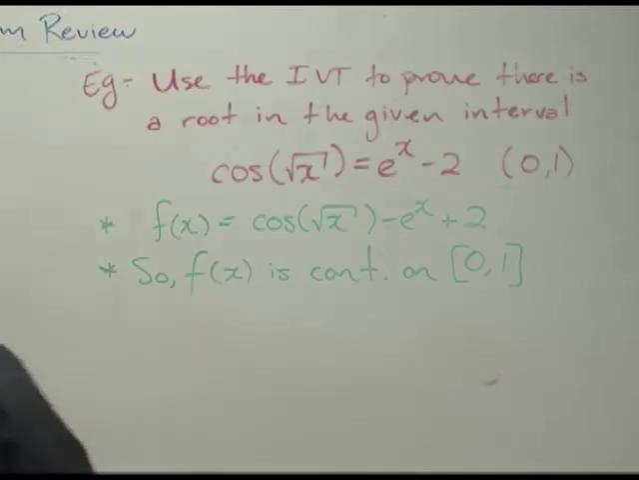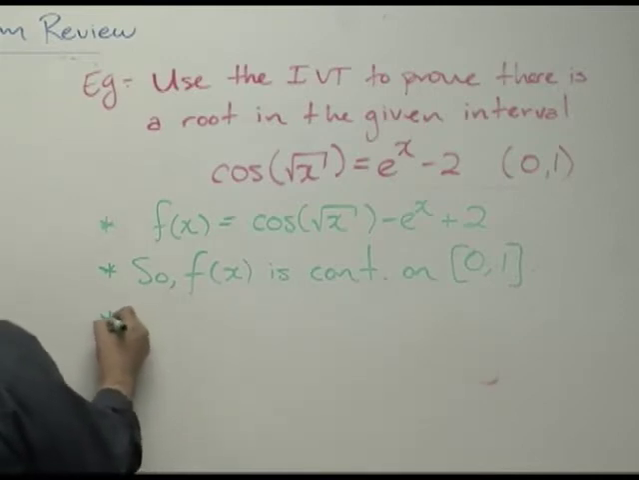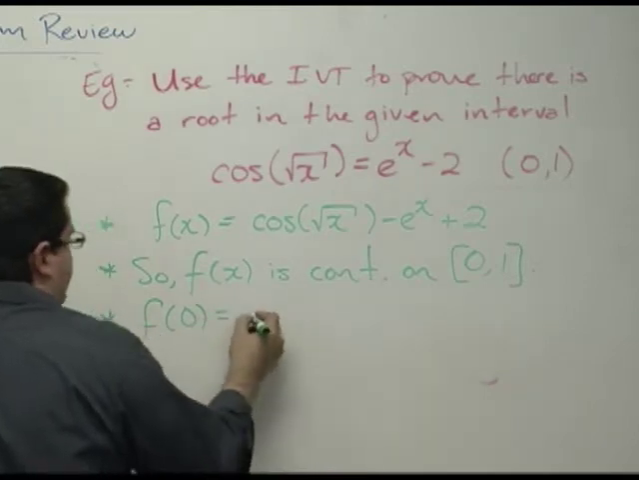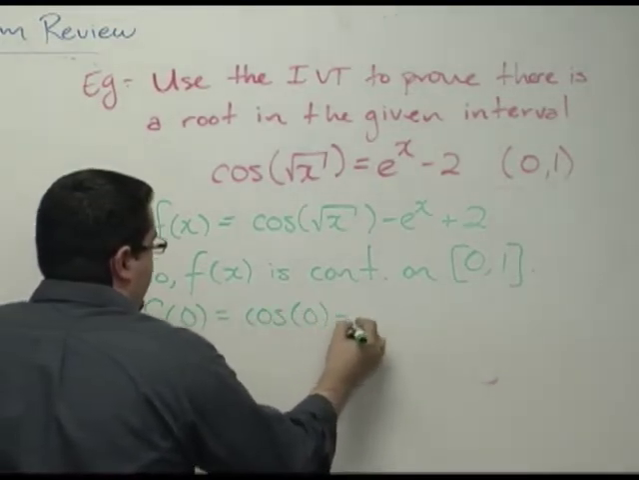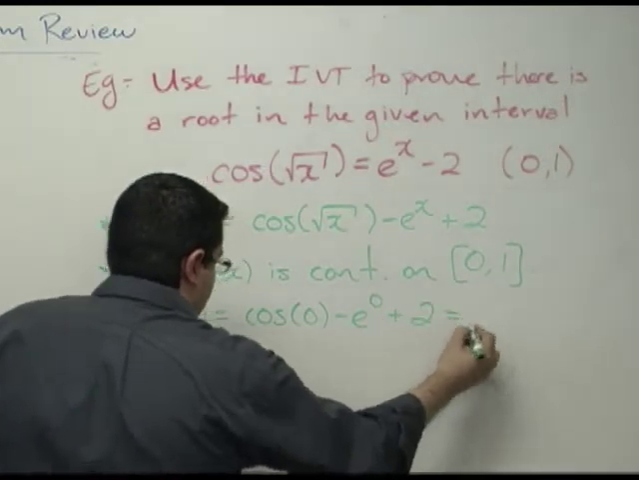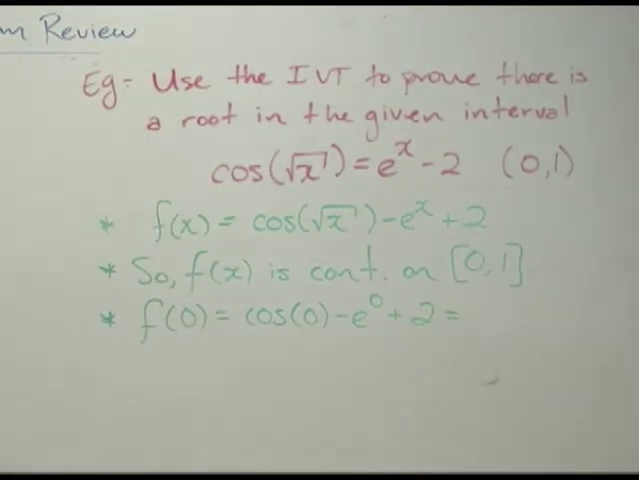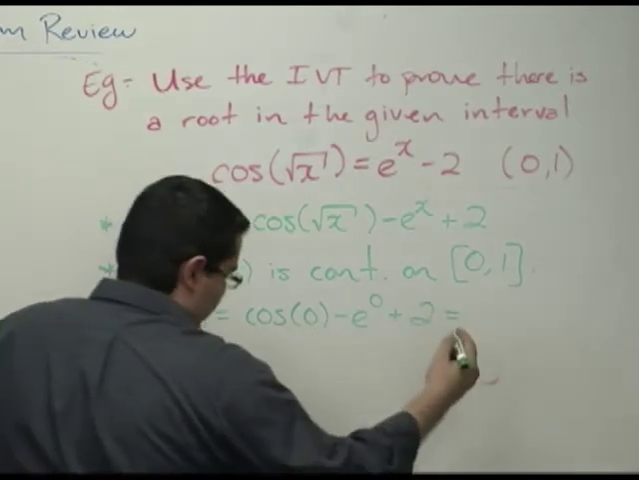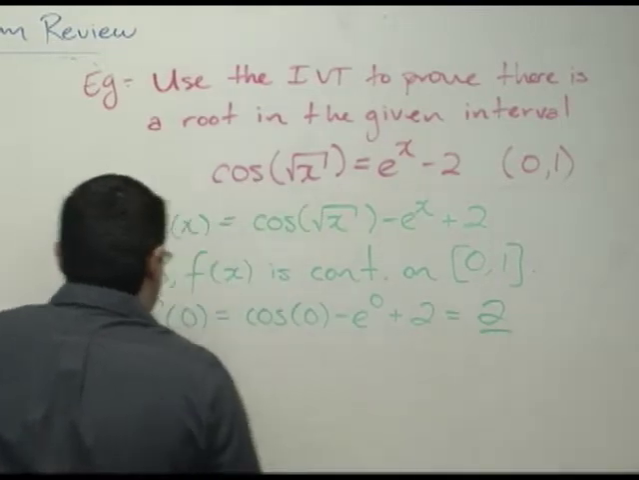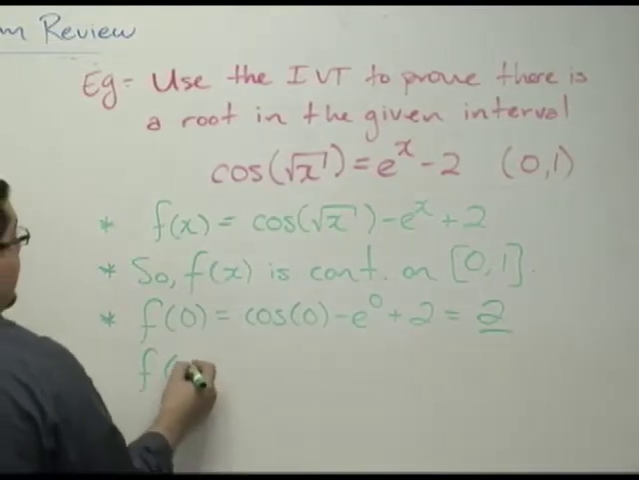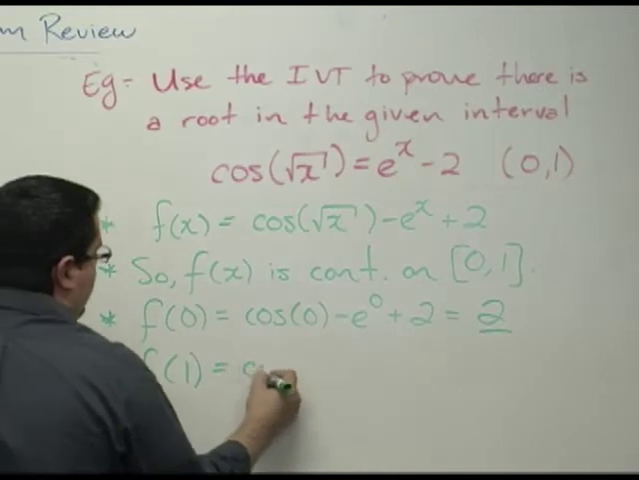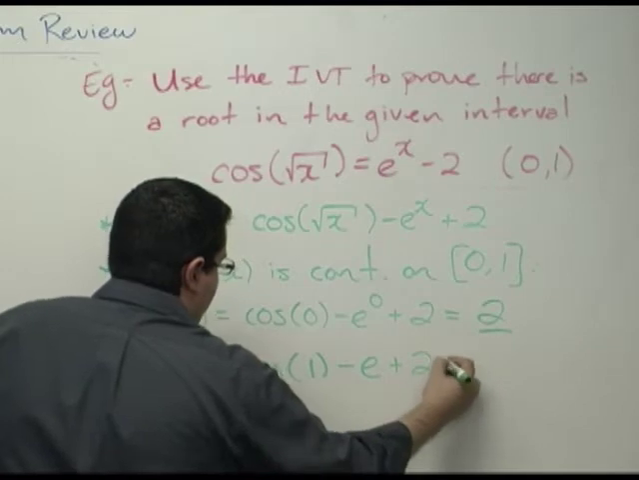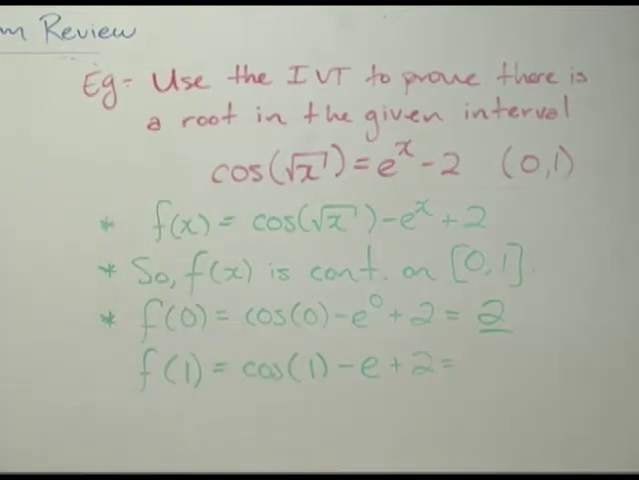So in this case, we know a few more things. F of 0, for example, will be equal to the cosine of 0 minus e to the 0 plus 2. And what is that equal to? Well, this is 1, 1, 2, exactly. So this is 2. Now, what about f of 1? Well, f of 1 will be cosine of 1 minus e plus 2. Is this positive or negative? Or actually, what is this equal to?